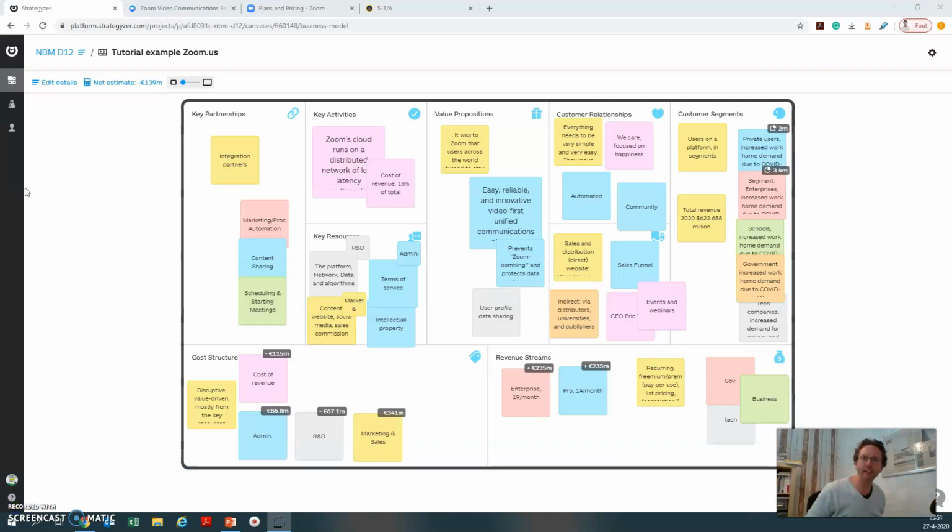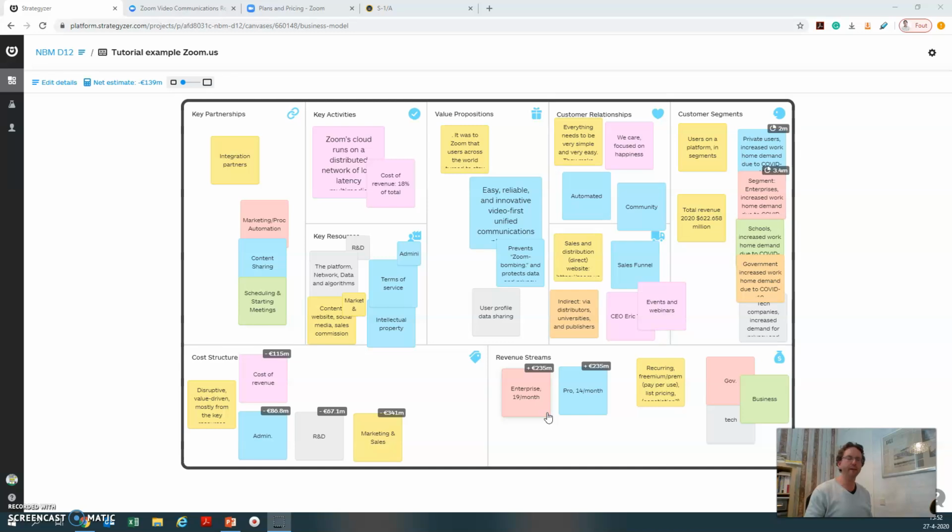As you can see, I'm back on the Strategizer platform. Looking at the revenue stream building block, you can see that I already created a couple of new sticky notes: an enterprise sticky note, a professional user sticky note, a yellow sticky note for the analysis, and 3 different sticky notes that relate to the other customer segments. You also can see there are some numbers here as well.